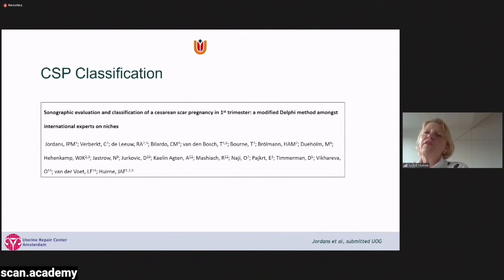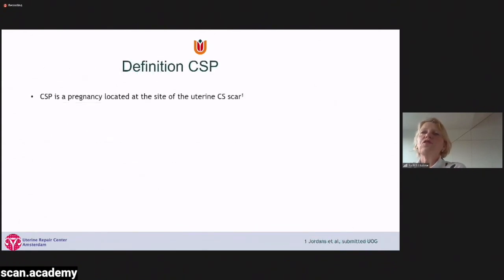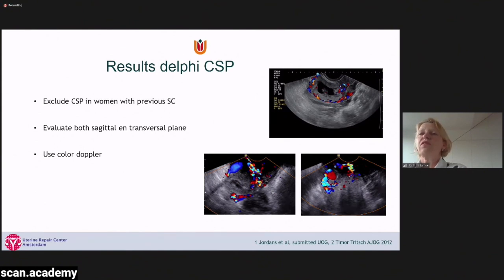We performed a Delphi procedure among niche experts to classify cesarean scar pregnancies and to define ultrasound measurements. We had 4 rounds to achieve consensus, and a cesarean scar pregnancy was defined as a pregnancy that's located at the site of the uterine cesarean section scar. And it was defined to consider cesarean scar pregnancy in all women with a previous cesarean section.